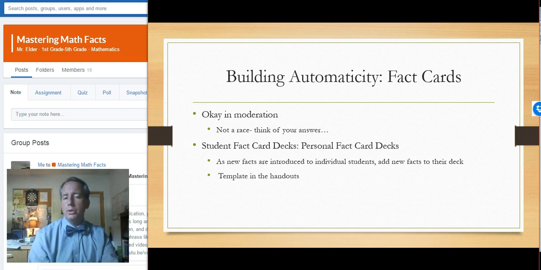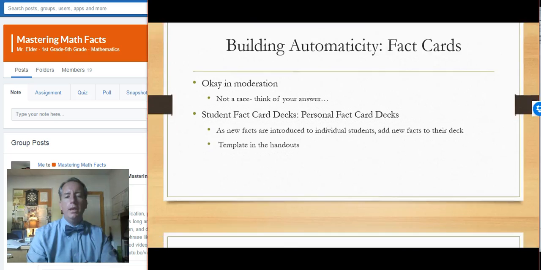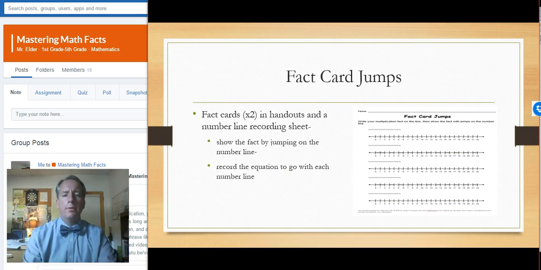Our text really pushes personal fact deck cards. So if I'm working on times 6, my deck has all the way through times 6 in it. And if the kid sitting beside me is only working on times 3, his deck would only have times 0, times 1, times 2, times 3 facts in it. We can still practice together. He's going to quiz me on mine. I'm going to quiz him on his. So it doesn't eliminate us from being able to work together. What it does is just give us practice just on what we need. There is a template in the handouts for that as well.